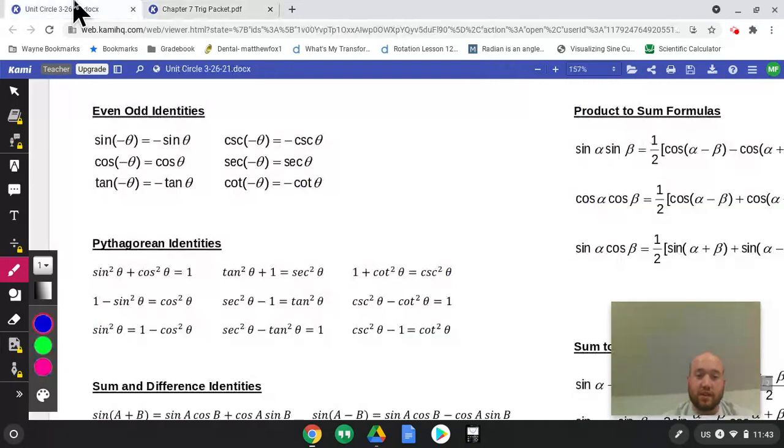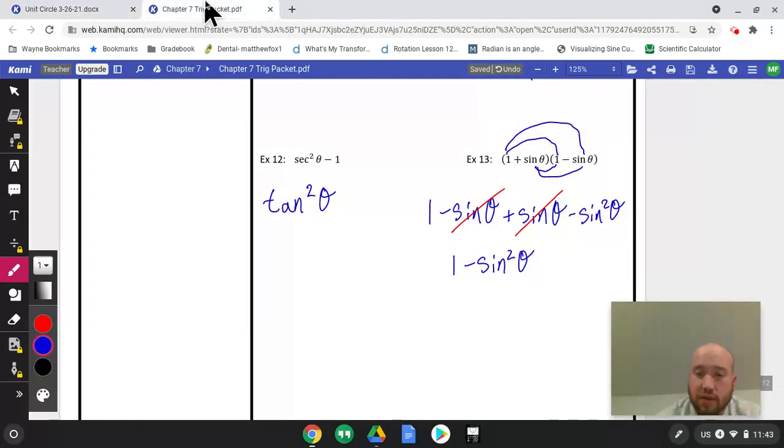We go back here to our identities. 1 minus sine theta squared is just cosine squared, or cosine theta squared. So right here, cosine theta squared, that is our final answer.